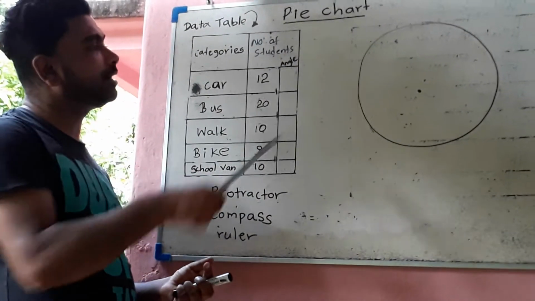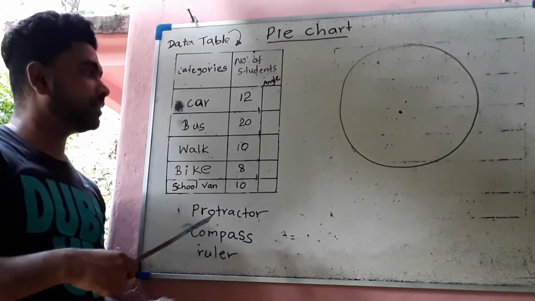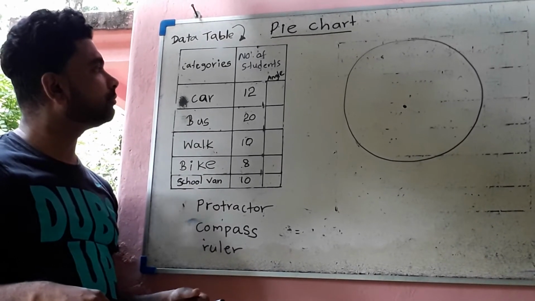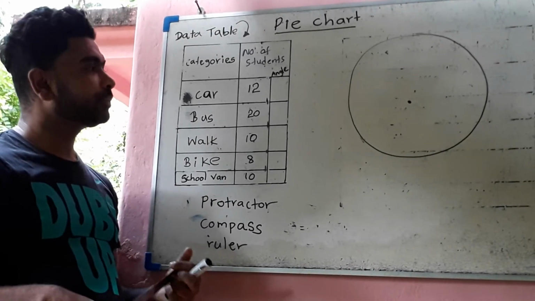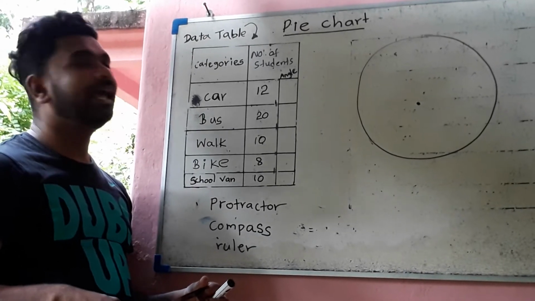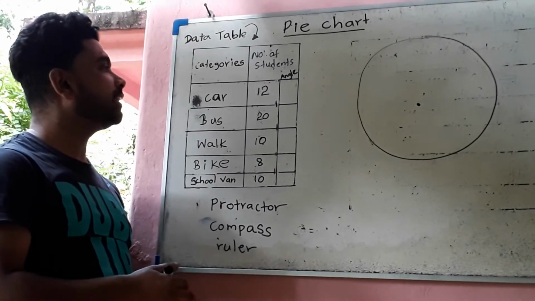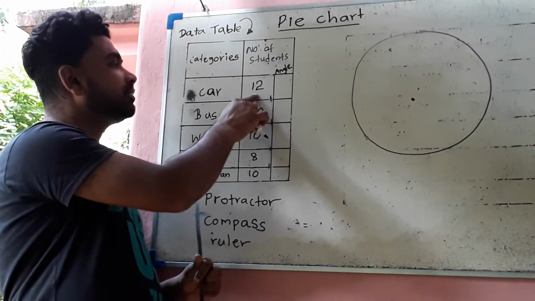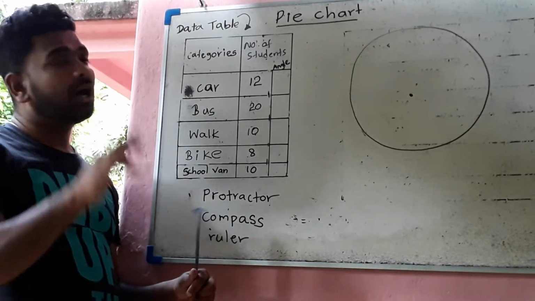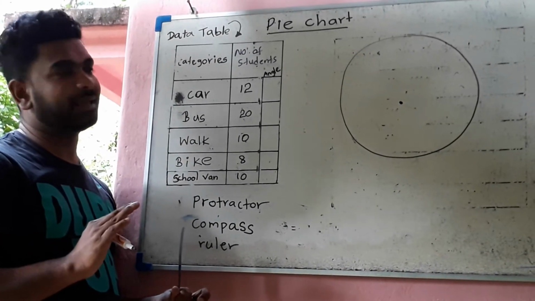So here is the data table given. Here the number of students, and here the categories of modes of travel to school. Before drawing the pie chart, we need to calculate the angle we should draw for each category. There are 12 students who use the car to come to school. Then for 12 students, what is the magnitude of the angle?